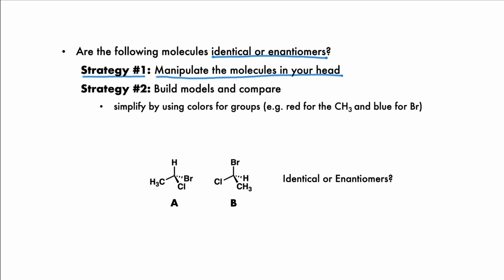Strategy 2 is to build models of each molecule and compare them. For many people, this is the best and most foolproof way. If you are allowed to use models on exams, you can build a simple model of each molecule which has a carbon with 4 different colored balls. Assign a color to each group. For example, a red ball is methyl, a blue ball is bromine. Build A and B and manually compare them.